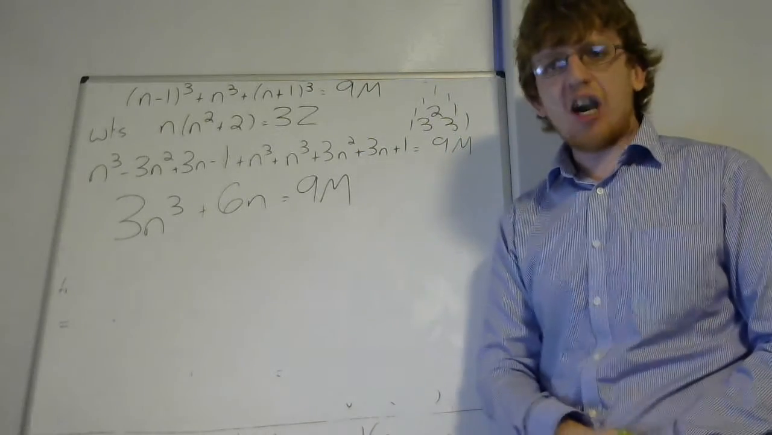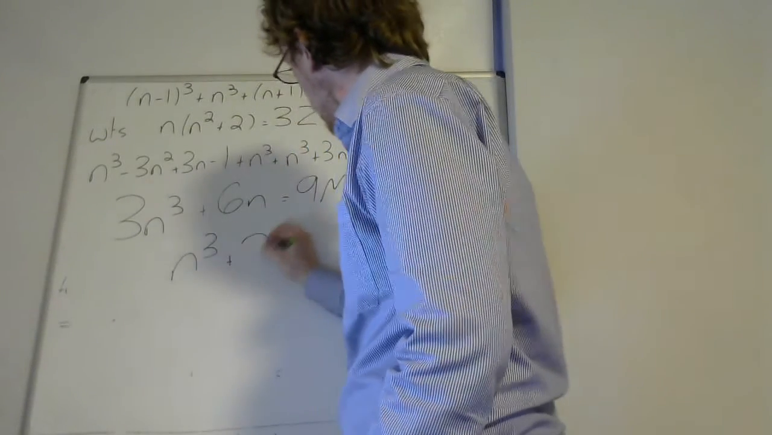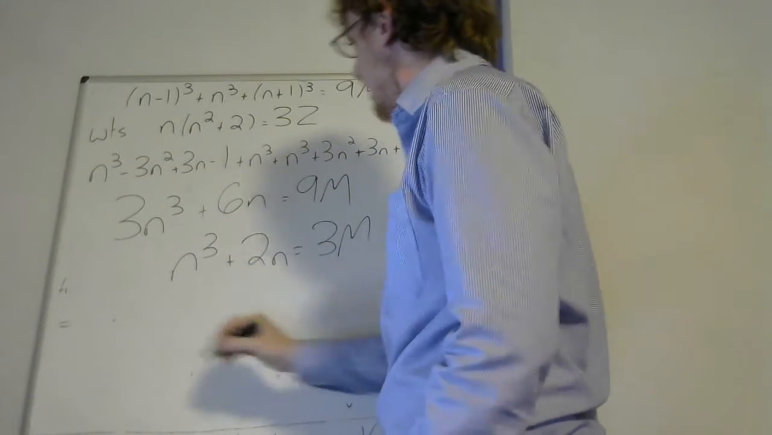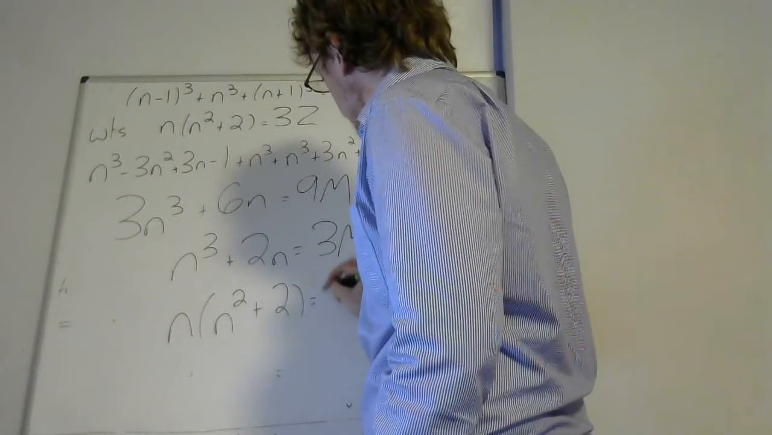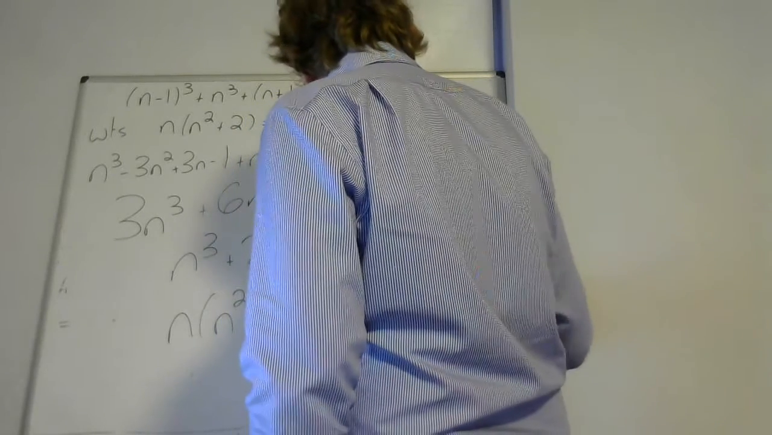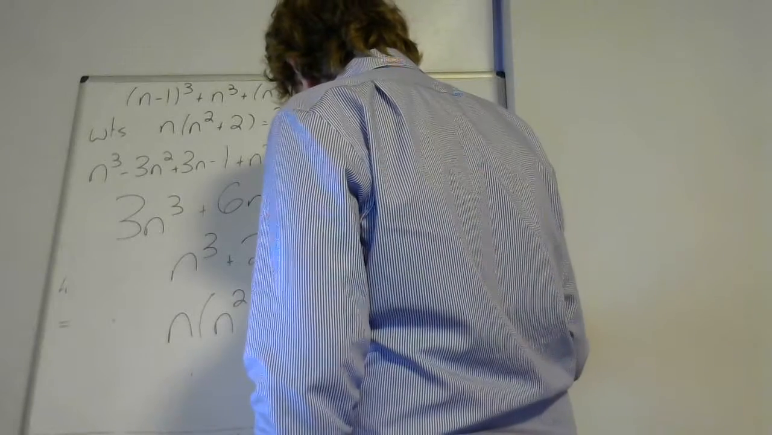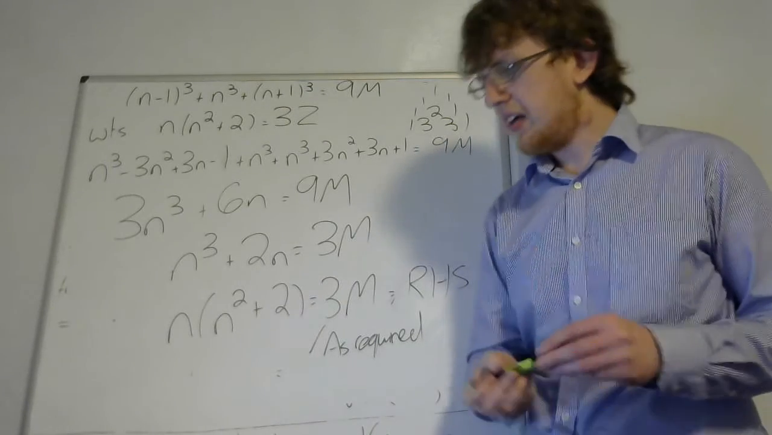And now hopefully you can see you're homing in on it. Not too much left to do now. Divide both sides by 3, and that gives us n cubed plus 2n is equal to 3m. And then factorise out the n here. That gives us n times n squared plus 2 is equal to 3m, which equals the right-hand side. Tick, as required. Doesn't matter that the letters are different, because I just picked Z out of anywhere. Cool.